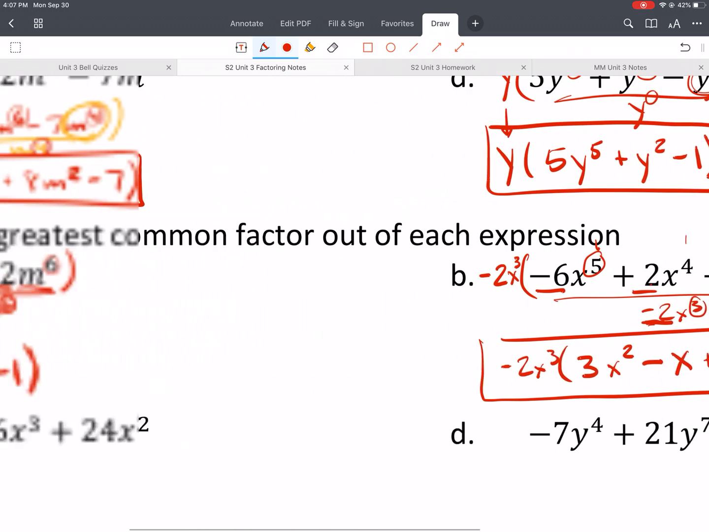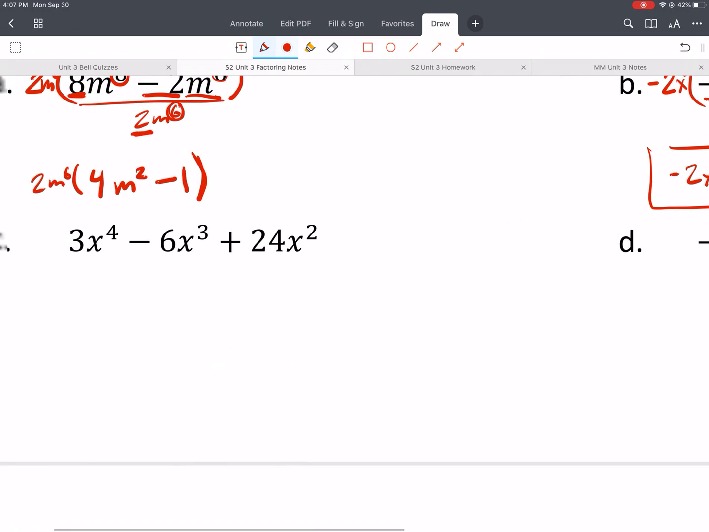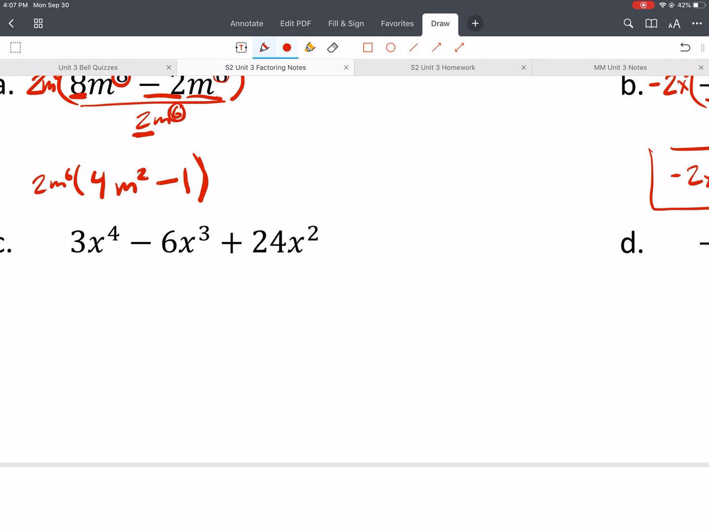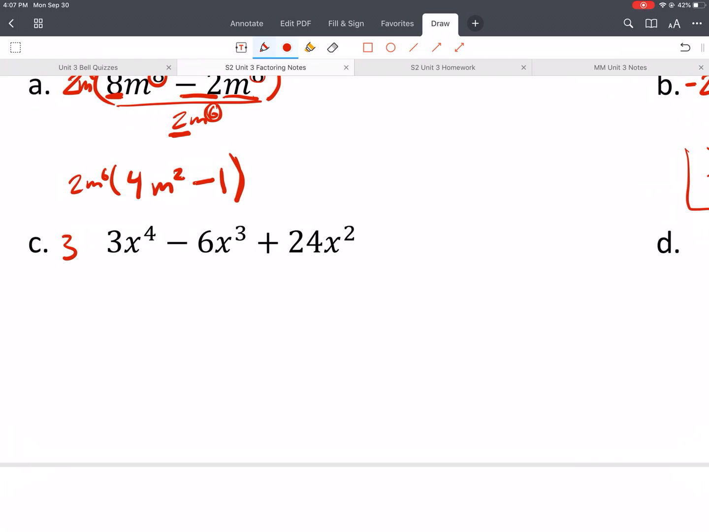All right. C, so pause if you haven't tried this on your own. These are in standard form. Okay. The greatest common factor for the numbers would be 3. And for the variables, it would be our smallest exponent, which would be x squared. So we divide everything by 3x squared.